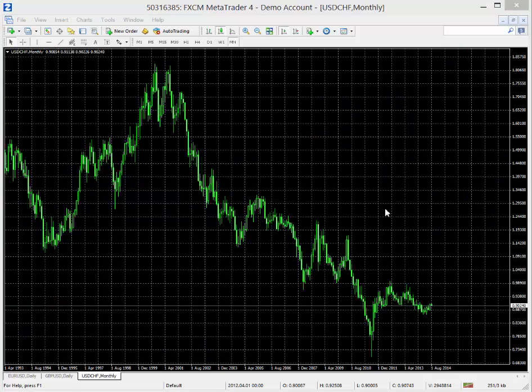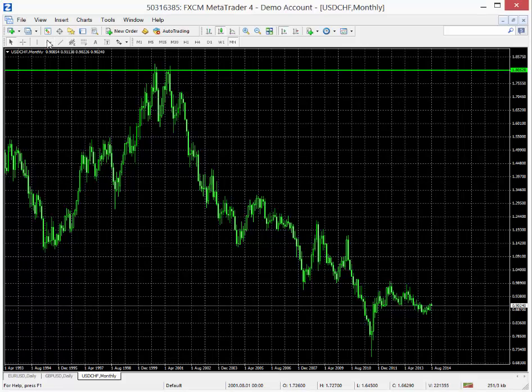Looking at the US dollar Swiss franc on the empty chart, you can see here from their highs in 2000, in fact, we've seen nothing but negativity for the US dollar against a strong Swiss franc. However, that came unstuck over here when we had this morning star hammer formation here in late 2010.